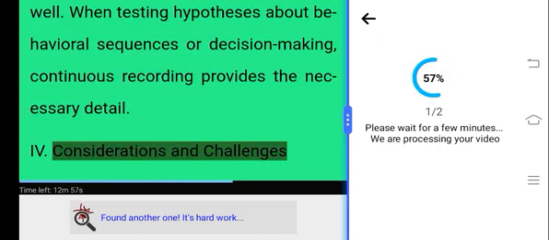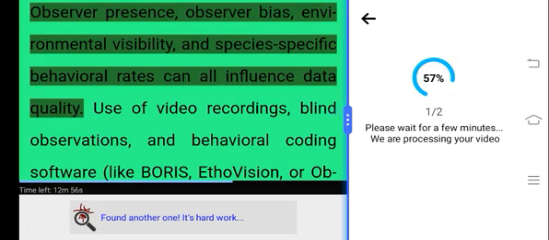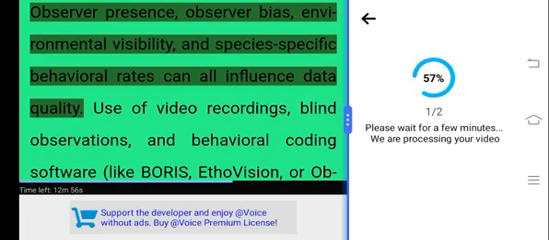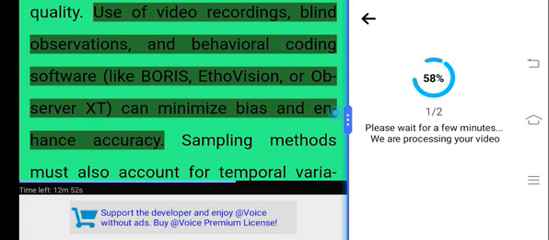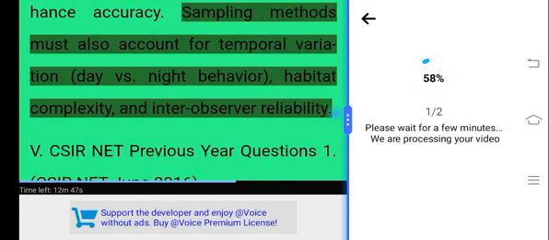IV. Considerations and challenges. Observer presence, observer bias, environmental visibility, and species-specific behavioral rates can all influence data quality. Use of video recordings, blind observations, and behavioral coding software like BORIS, EthoVision, or Observer XT can minimize bias and enhance accuracy. Sampling methods must also account for temporal variation, day versus night behavior, habitat complexity, and inter-observer reliability.